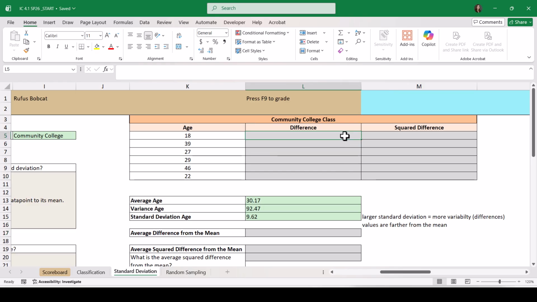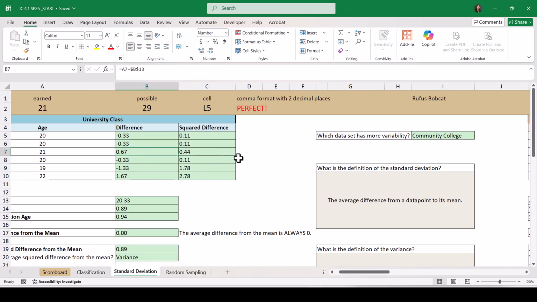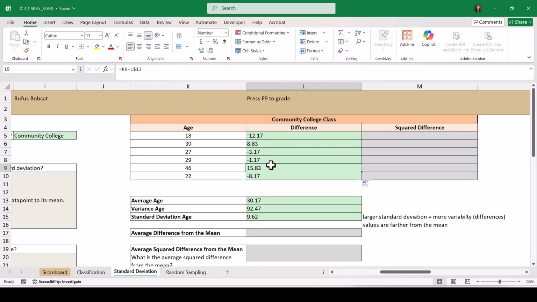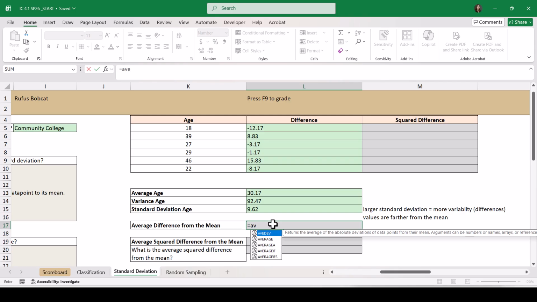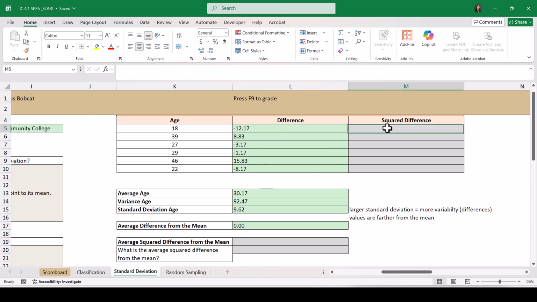So let's go through our formula. Let's compute a difference score for each student. We're going to take their age and subtract the mean from that. Lock the mean. Copy that down. You can see that everyone's difference scores are much larger than they were in the university classroom. And that's because there's more variability and people's age is farther from that mean. So what is the average difference? Again, this always is going to equal out to 0 because these values cancel each other out.